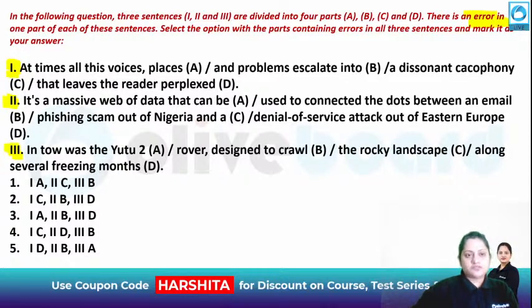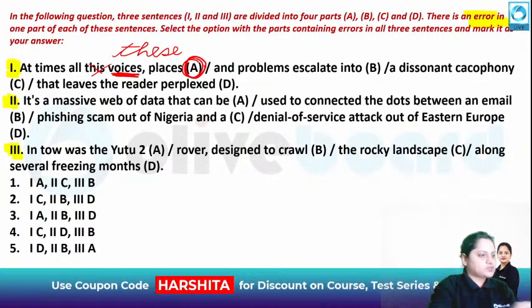Okay, what's the logic in the first one? What do you find wrong in the first one? Yes, Manvi? Voices is plural. Correct, Jyotish? Voices is plural. So this is wrong, these voices. Definitely the error is in part A. If we talk about sentence 1, the error is in part A.